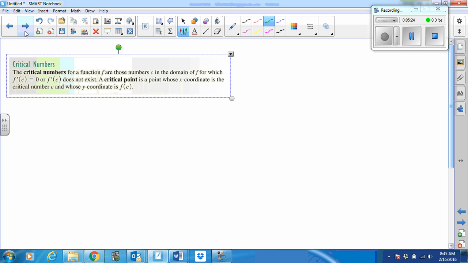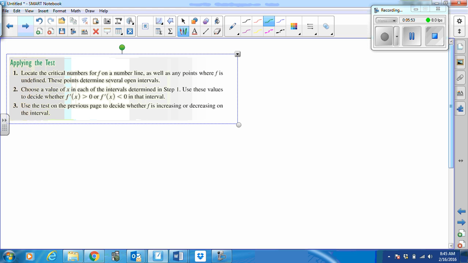And the other thing we need to look at as we're doing these is critical numbers. The critical numbers for a function f are those numbers c in the domain of the function for which the derivative of c equals 0, or the derivative of c doesn't exist. These are the critical points that we're going to be looking for to determine where a function is increasing or decreasing without using your calculator.